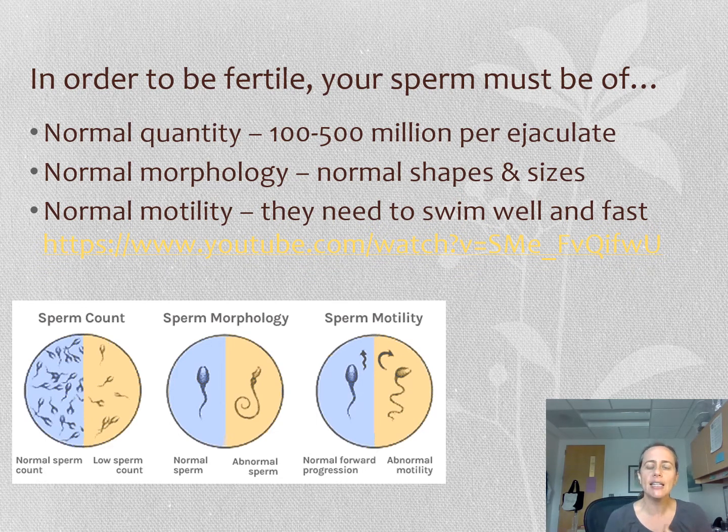And then finally, they need to be good swimmers. We call that motility, their ability to move. They need to be able to swim well and quickly and in a straight direction. Sometimes when you look at a semen sample, you'll see sperm just swimming in circles, and that's not going to get them anywhere. So you need enough of them, they need to be well shaped, and they need to be good at swimming.